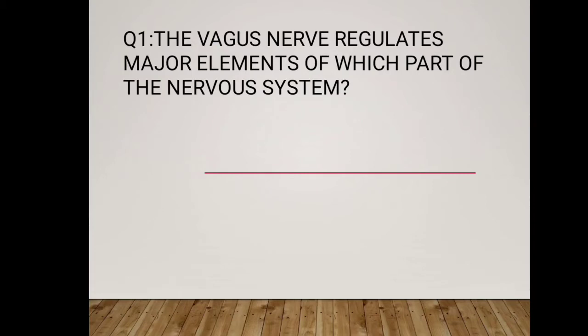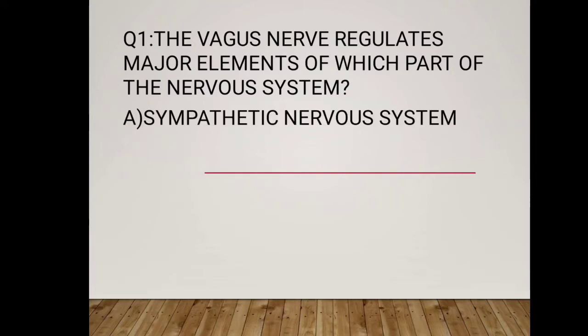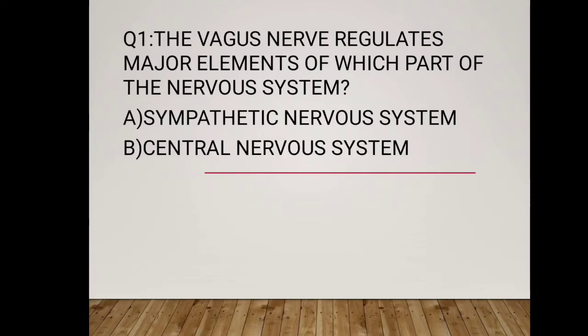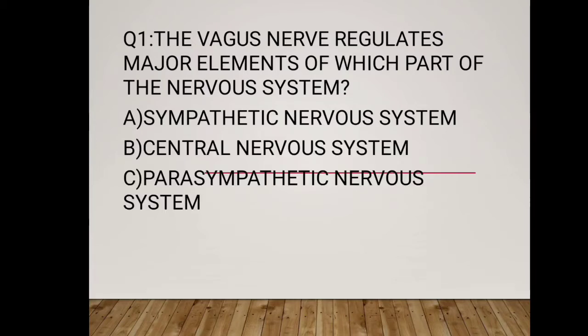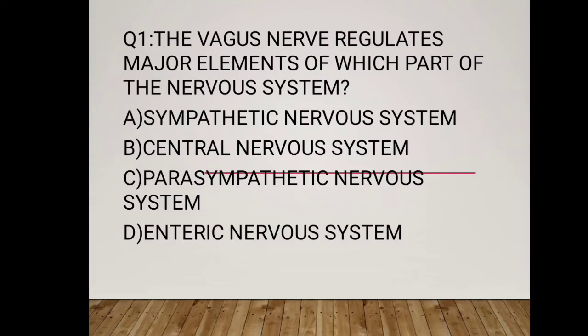The question number 1: The vagus nerve regulates major elements of which part of the nervous system? The options are sympathetic, central, parasympathetic nervous system, enteric nervous system. And the right option is parasympathetic nervous system. The vagus nerve regulates the parasympathetic nervous system.